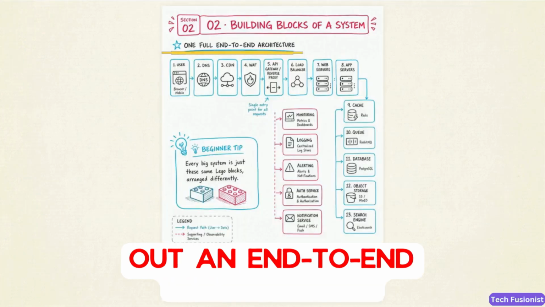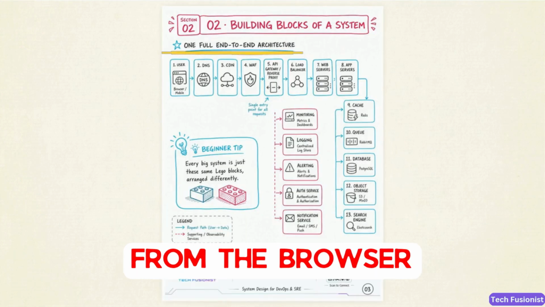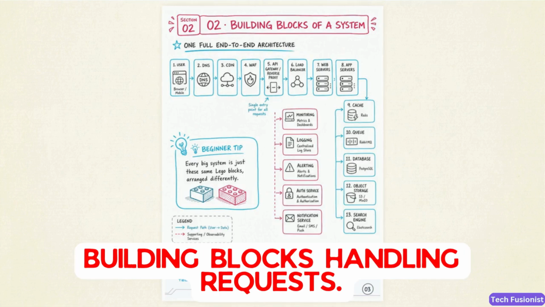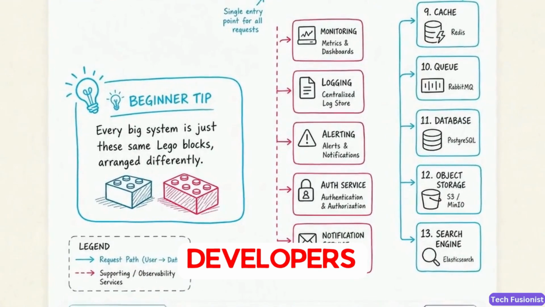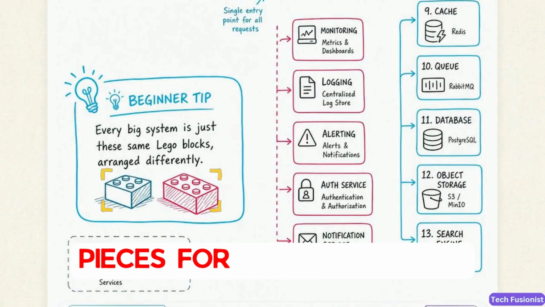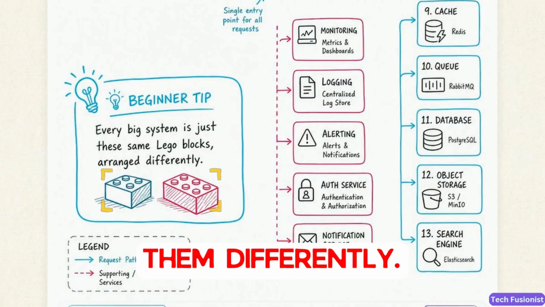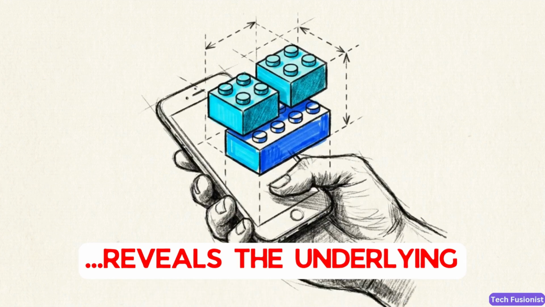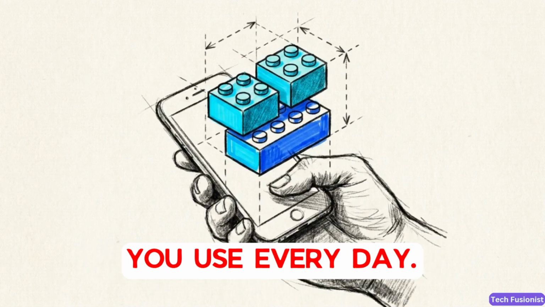This diagram lays out an end-to-end architecture. From the browser to the database, you can see 13 distinct building blocks handling requests. As the tip box points out, developers use these same simple pieces for every project. They just arrange them differently. Recognizing these individual blocks reveals the underlying logic behind the apps you use every day.